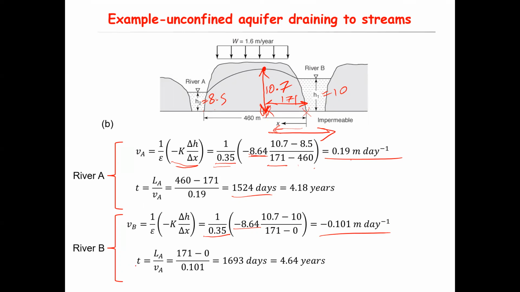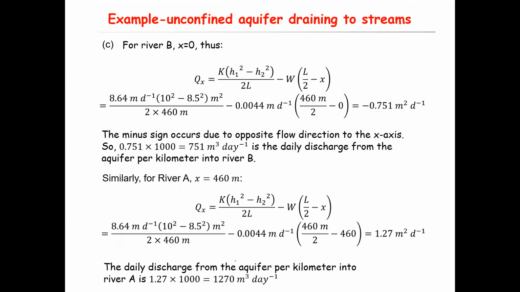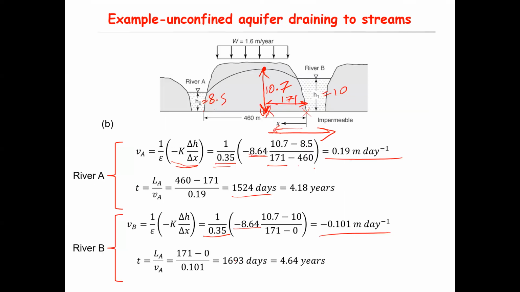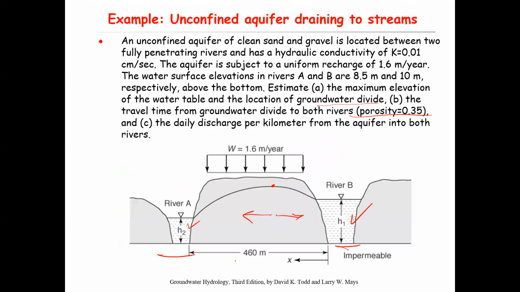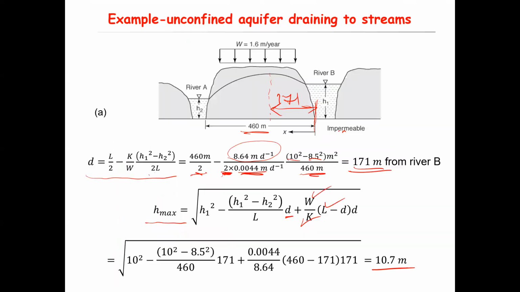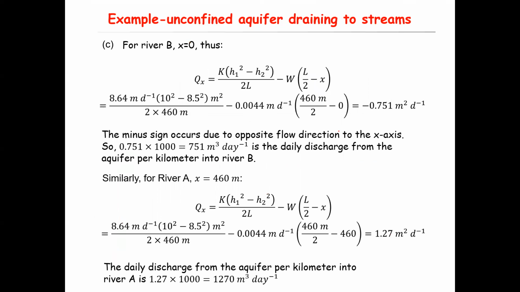And for the travel time, again, it will be equal to the distance divided by velocity. Here we know distance will be equal to 171 meter divided by velocity, which will give 1693 days, which is equal to 4.64 years. Okay, and then the third part of the question, the question had 3 parts. The third part was the daily discharge per kilometer from the aquifer into both rivers. Okay, the daily discharge from the aquifer to the rivers.